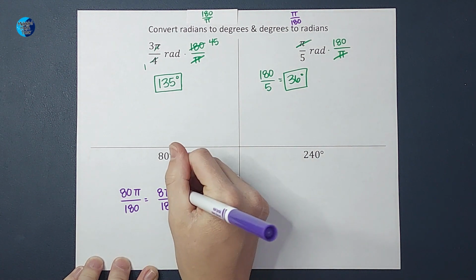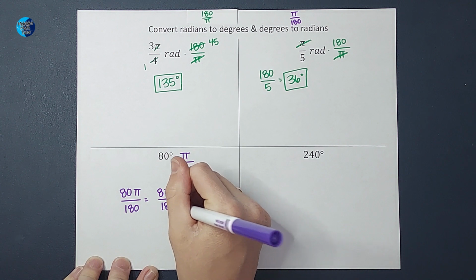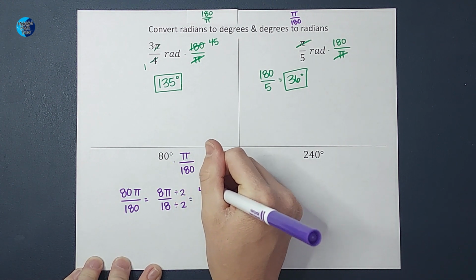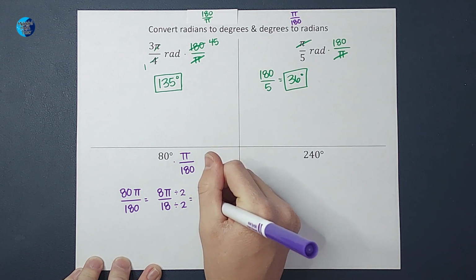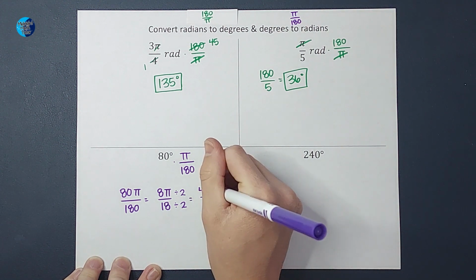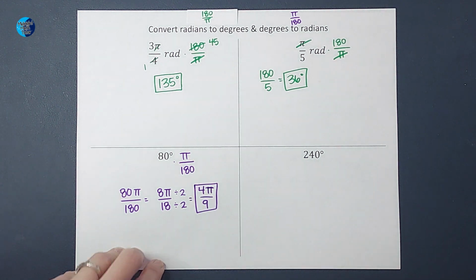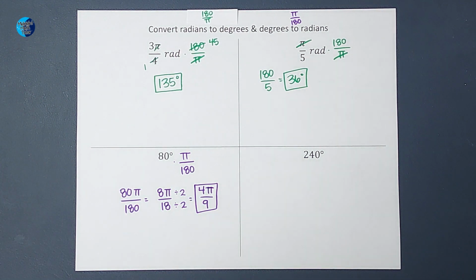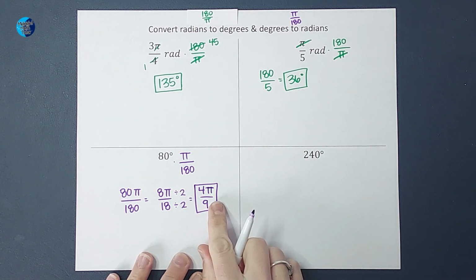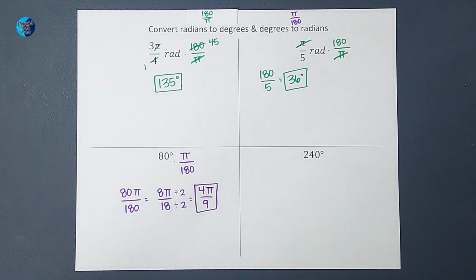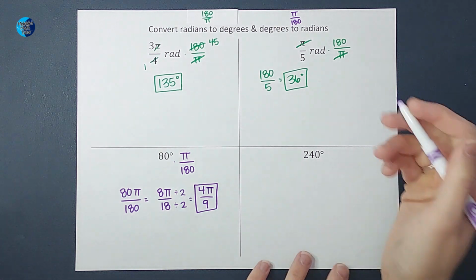But then those can still be simplified down further. They can both be divided by 2. So I'm going to divide the bottom and the top by 2 and end up with 4 pi on top over 9. So I end up with 4 pi ninths radians. So 80 degrees and 4 pi ninths radians are the same measurement. Now I could write rad here if I wanted to. You'll see that sometimes, but not always. So there you go. Let's go ahead and convert 240 degrees.